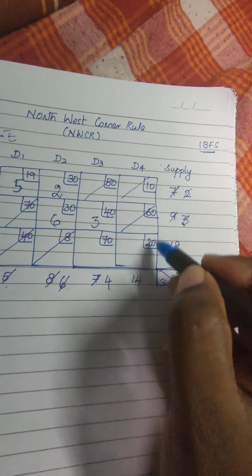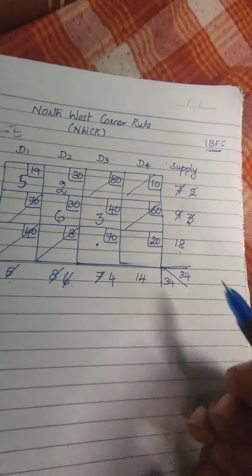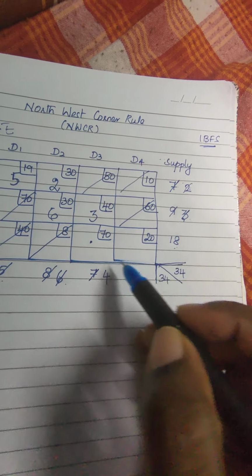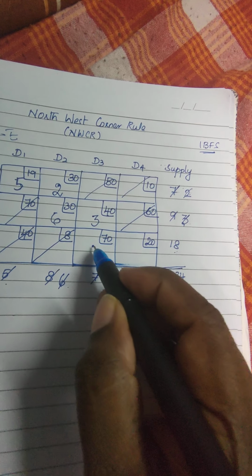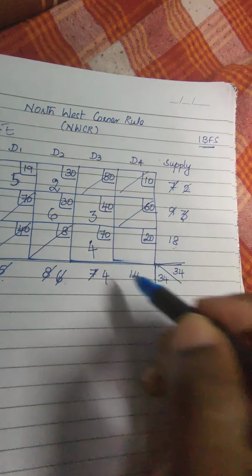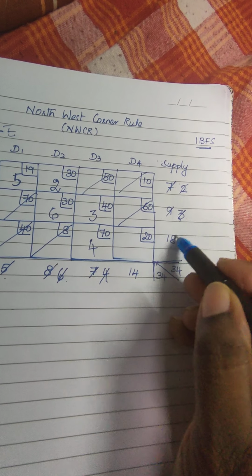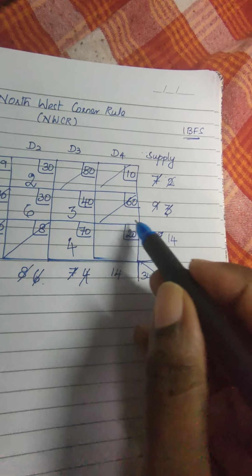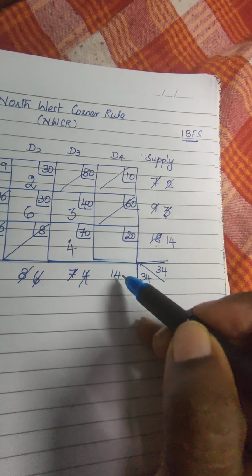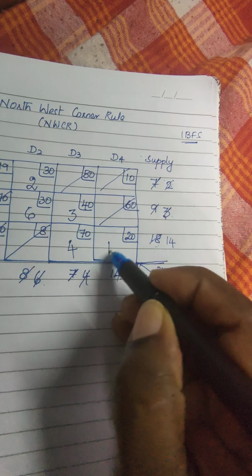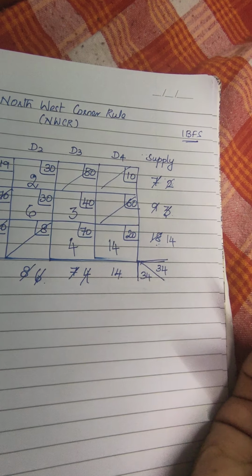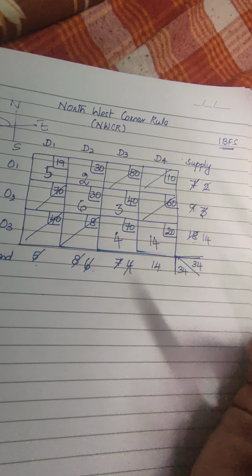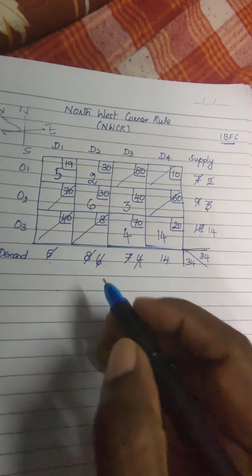Here you have 2 boxes. The northwest box, the cornermost box, is this. You have a supply of 18 and a demand of 4. 4 is less, so you put that. You can't cancel the row because 14 is left. The last box, 14, I am allocating that. So now my allocation is done, my problem is completed, but I have to finish it.